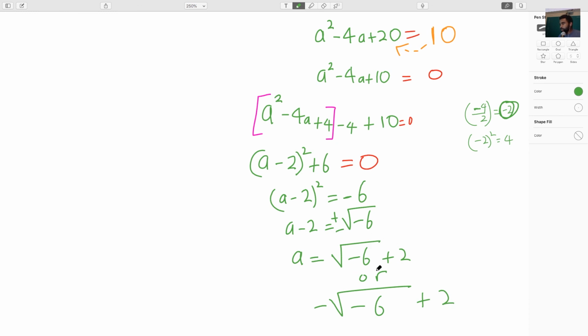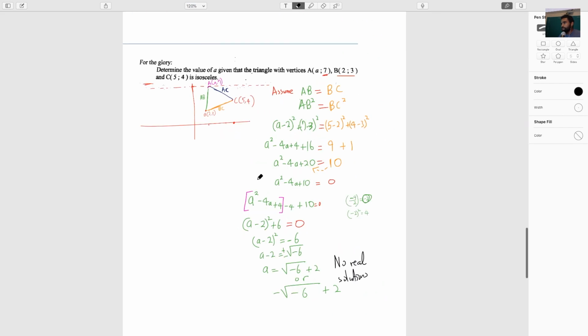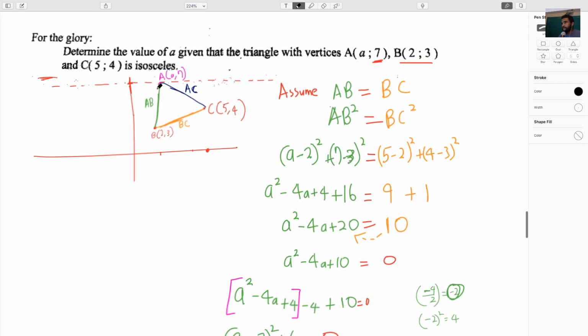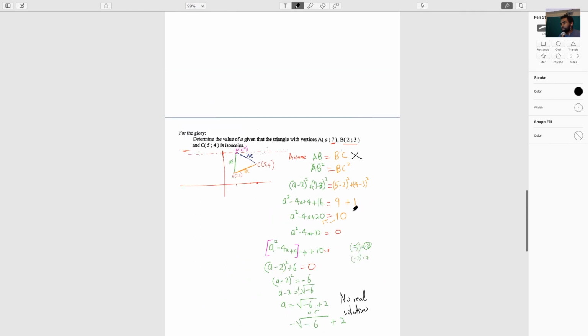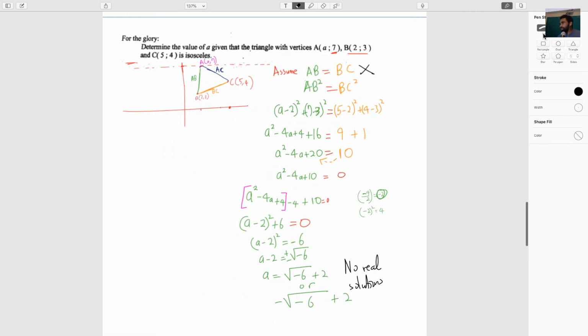So those are 2 possible values of a. And those don't exist. There's no such thing as a root negative 6. You can only have square roots of positive numbers, like 6 or 7 or whatever. So basically, there are no real solutions here. So we can write here, no real solutions. Which means, if we go back up, that when we made this assumption that AB was equal to BC, that does not work. So it doesn't work. But we had to try it anyways, because otherwise you would never know.